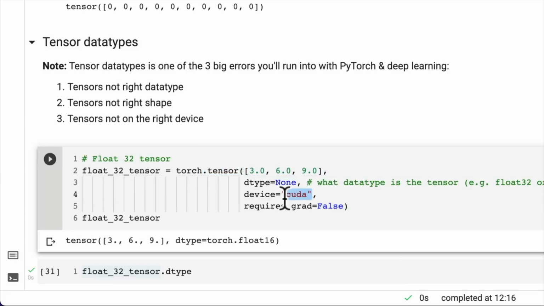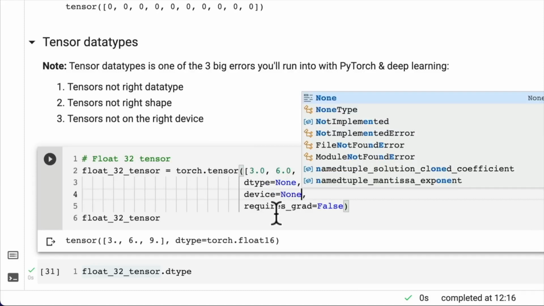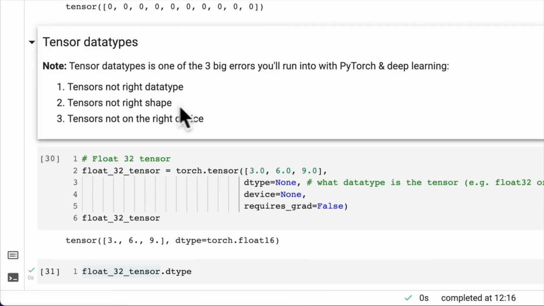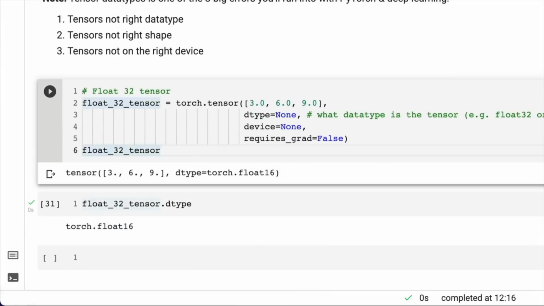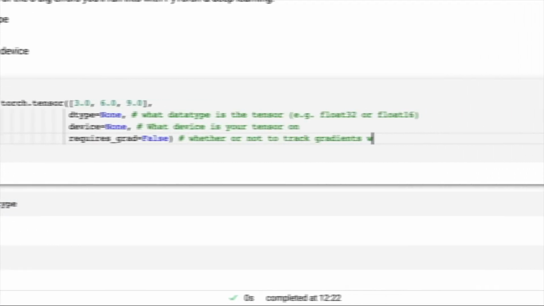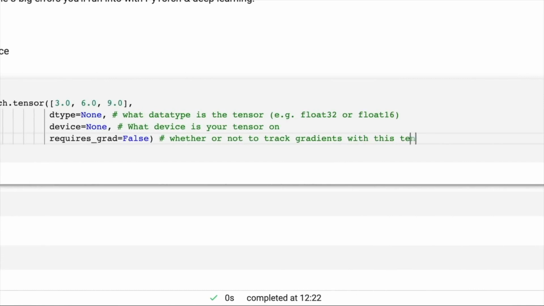This is a bit of a bombardment, but I thought I'd throw these in as important parameters to be aware of since we're discussing data type. And really, it would be remiss of me to discuss data type without discussing not the right shape or not the right device. So, with that being said, let's write down here: what device is your tensor on, and whether or not to track gradients with this tensor's operations.